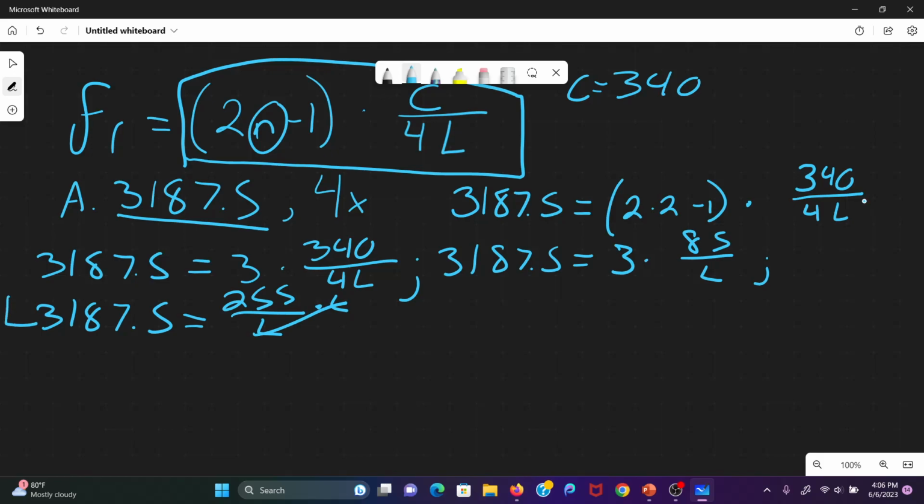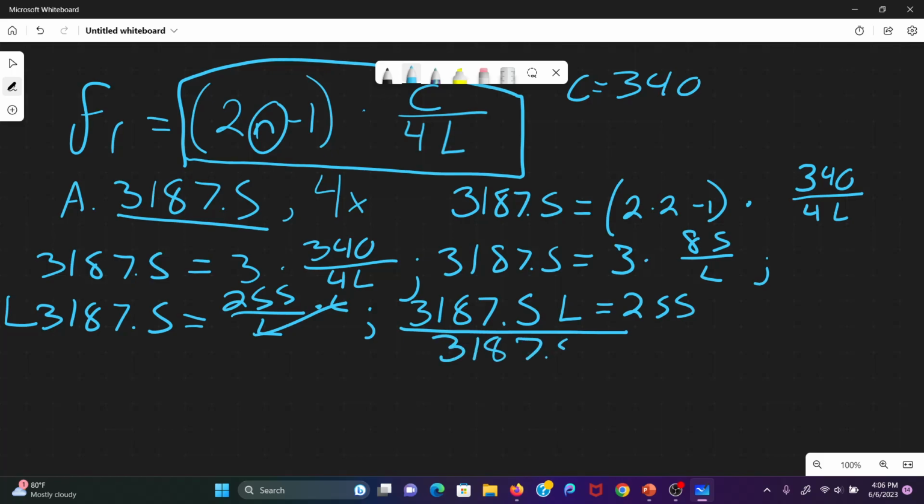And then we're going to multiply this side by L. So we've got L times 3,187.5 equals 255. I'm going to rewrite that so you can kind of see. 3,187.5 L equals 255. And what I'm going to do now is divide both sides by 3,187.5 to find that L equals 0.08.